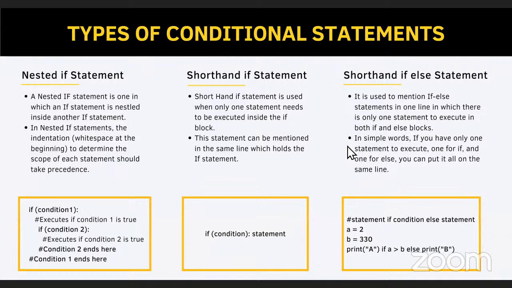Now comes the shorthand if else statement. In the shorthand if else statement, you can see in the example, we have initialized a equals to 2 and b equals to 330. And the statement is print a if a is greater than b, else print b. So what will be the output of this? Please write in the chat box.